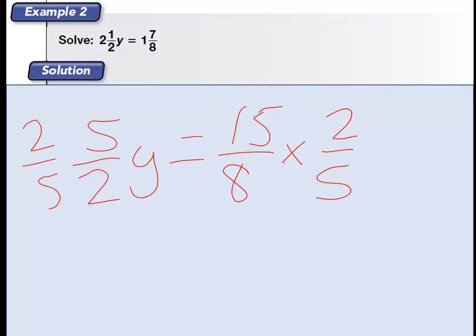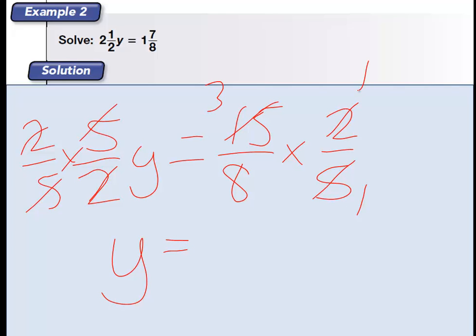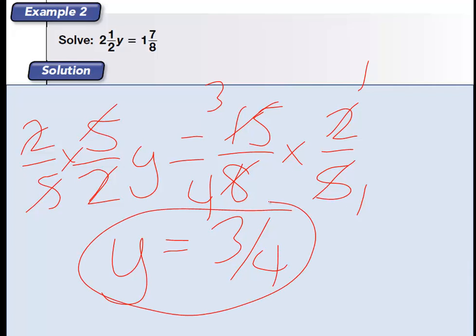We have to do the same thing to both sides. These cancel out, leaving just the y. And that's what we want. We want to isolate y all by itself. Now we do a little reducing to make this simpler. All right? And we end up with 3/4. Is that what you got? Hopefully it was. Not too bad.